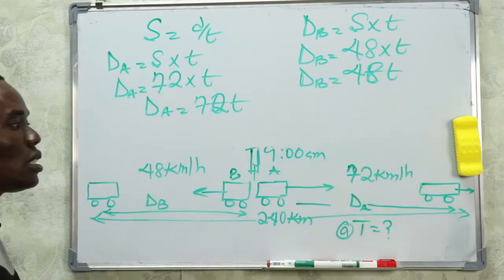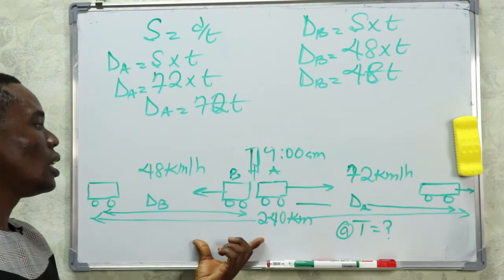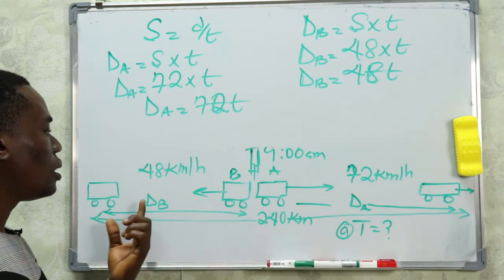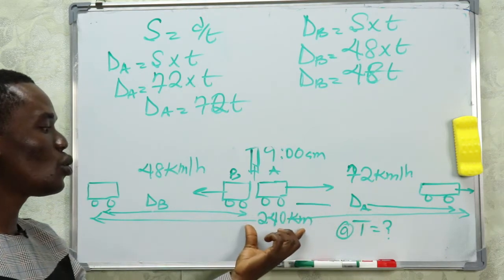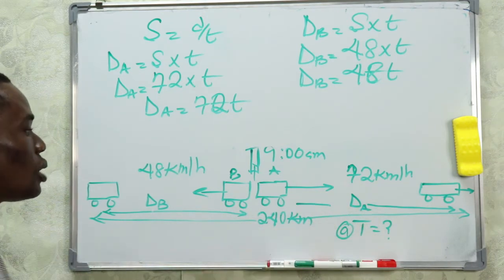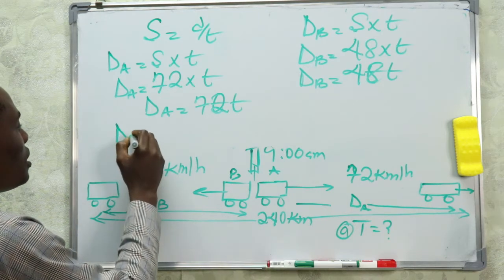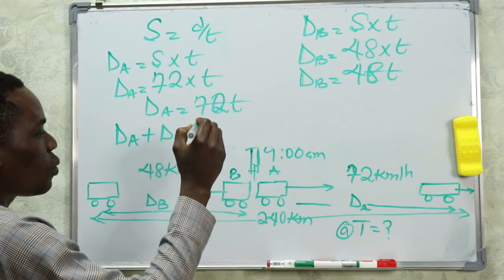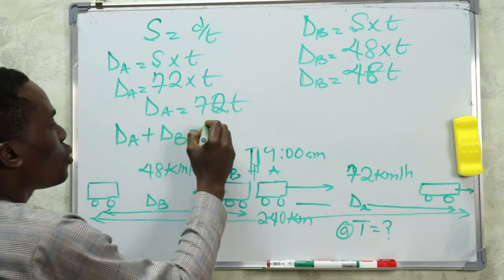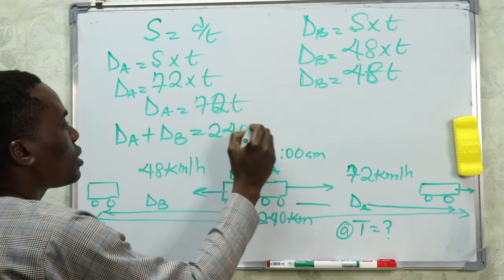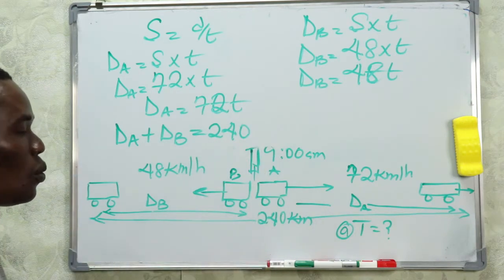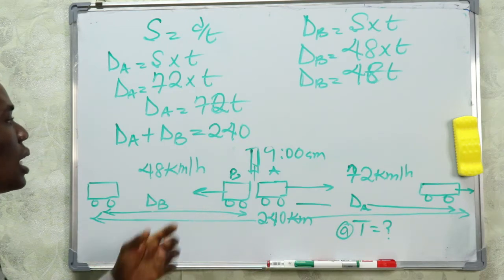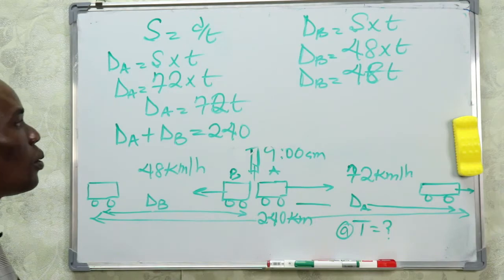Now, having gotten the distance traveled by the two cars, we want to look at the distance. This distance plus this distance will give us 240 kilometers apart. So that means the distance traveled by dA plus the distance traveled by dB should be equal to 240 kilometers. If we do that, we can find the value for the time.